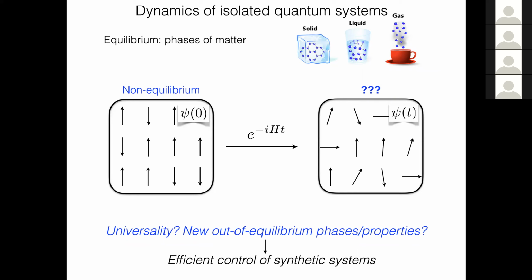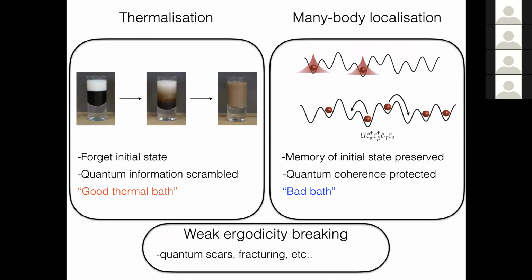And so what do we know now about different kinds of dynamics in isolated systems? If you consider a closed system, by far the most common possibility is that you would thermalize. You would forget the initial state and fall to a state that looks thermal. In that case, we say that our system can act as a good thermal bath.